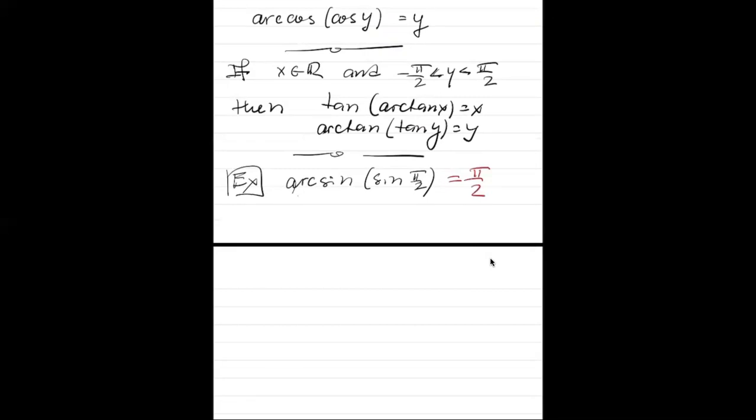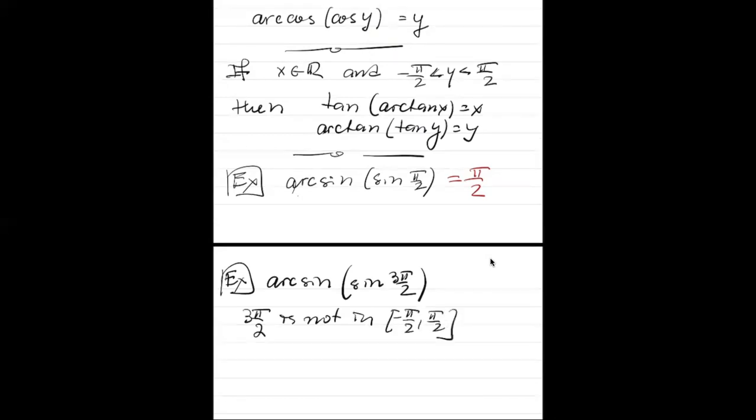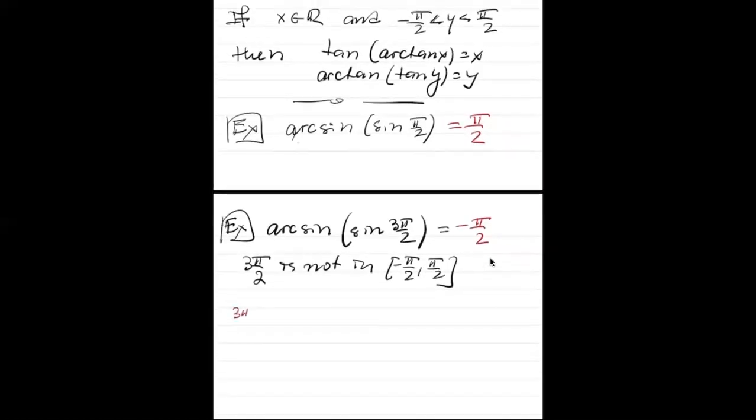It's very simple. However, if we want arc sine of sine 3π/2, 3π/2 is not in the interval -π/2 to π/2. But what is the coterminal angle of 3π/2? Well, it is -π/2. So that's why this is equal to -π/2. You can make a note here: 3π/2 and -π/2 are coterminal.